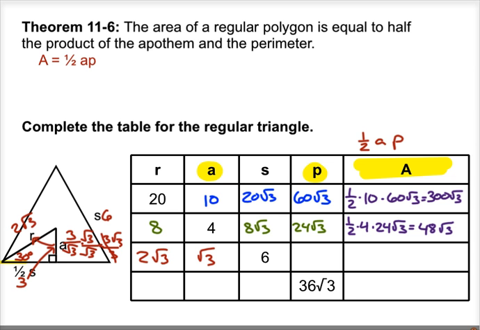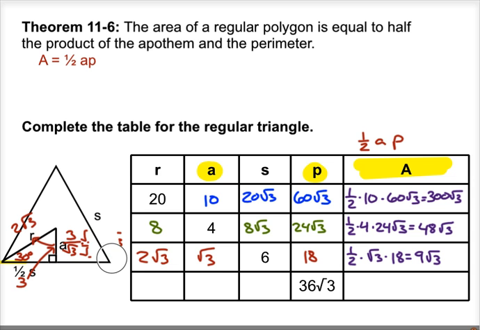And if I look over at my chart, if one side was 6, the perimeter is 3 times as big as that, which is 18. Now I go to my formula, 1/2 times the apothem, which is a square root of 3, times the perimeter, which is an 18. Well, then if I multiply, half of 18 is 9, and then I still have the square root of 3.